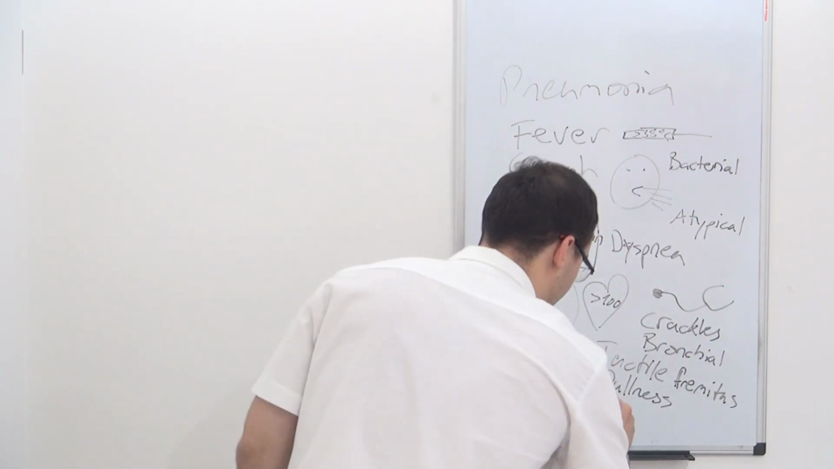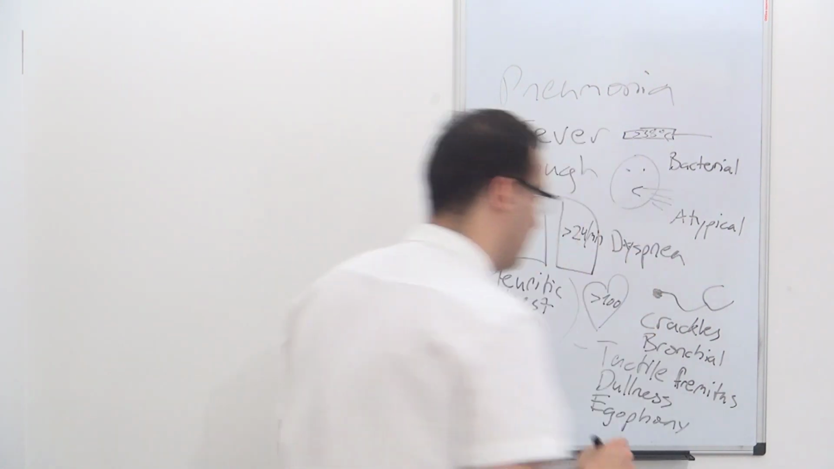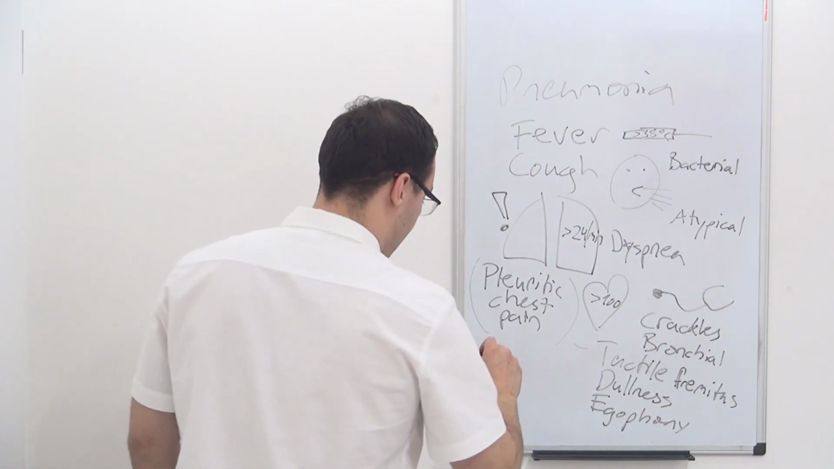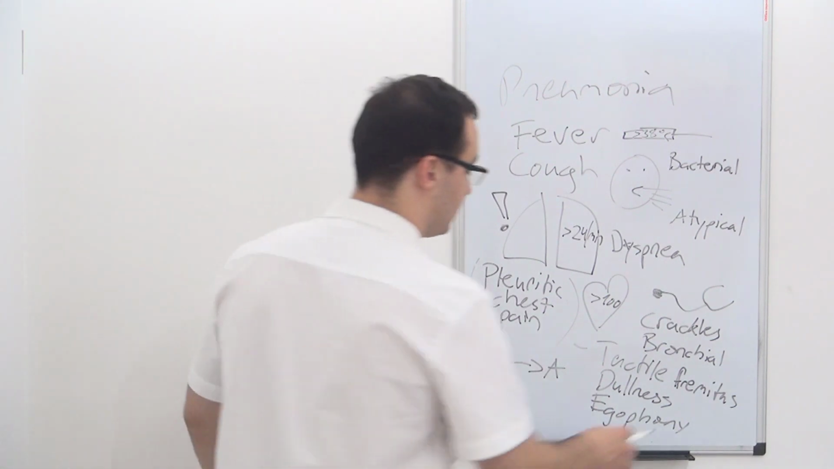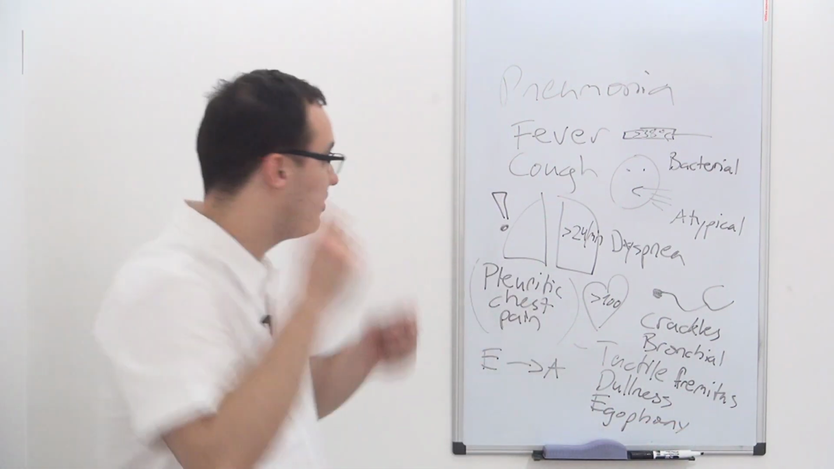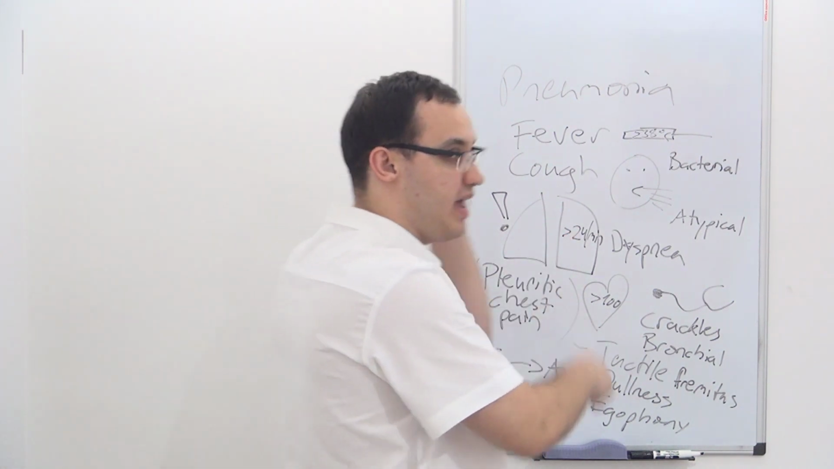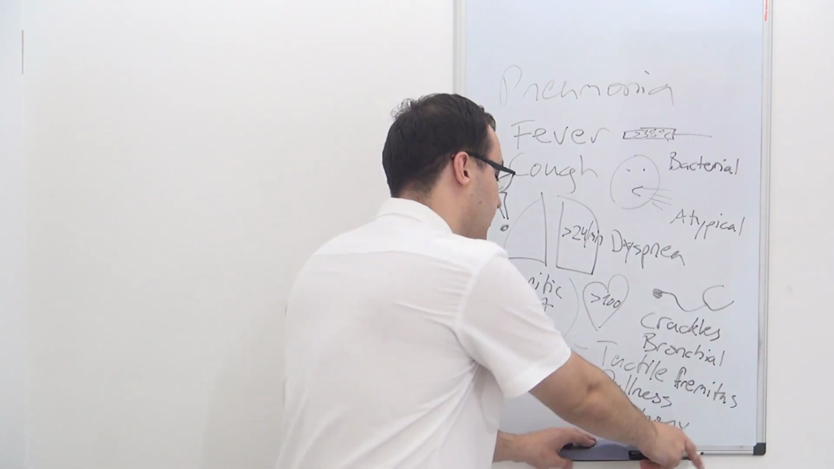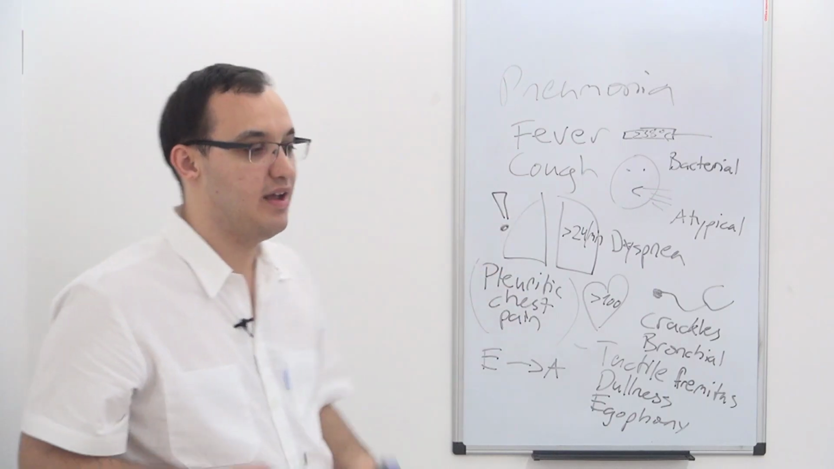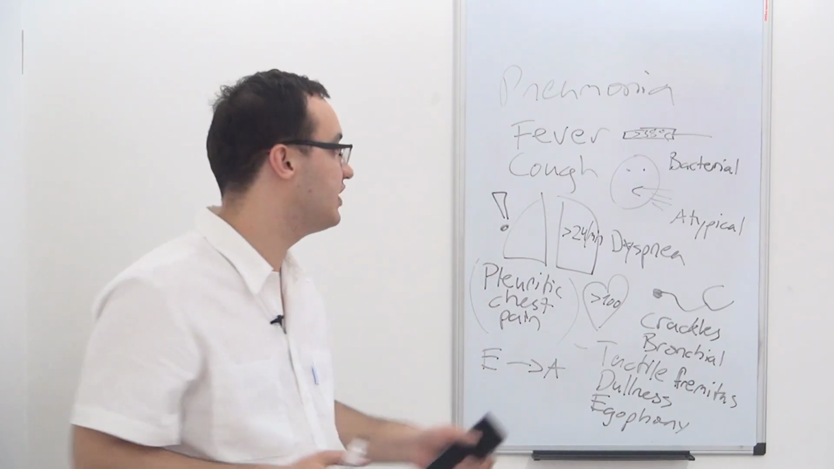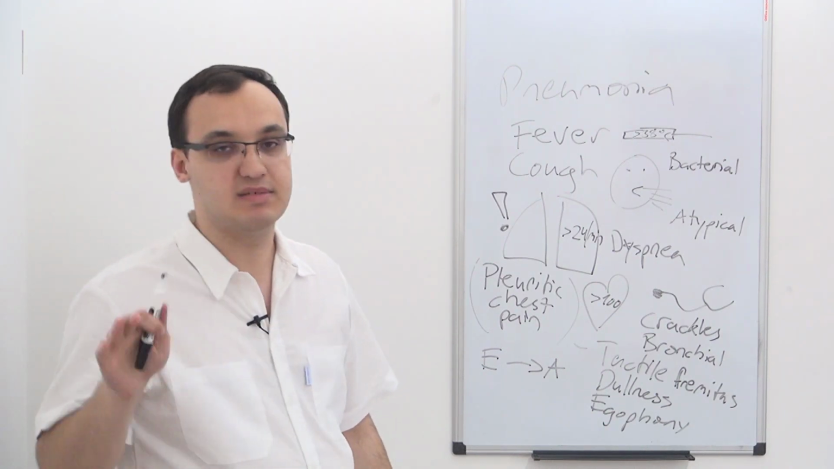And then you have something called egophony. This means that if you ask the patient to say E, you will hear A. So again, I use my stethoscope, I listen to the lung and I ask the patient to say E, and I will hear A instead. That's egophony. So these are all very cute and interesting things that you can do with the patient, and interesting symptoms. But as we said, X-ray, X-ray, X-ray. That's the most important thing.